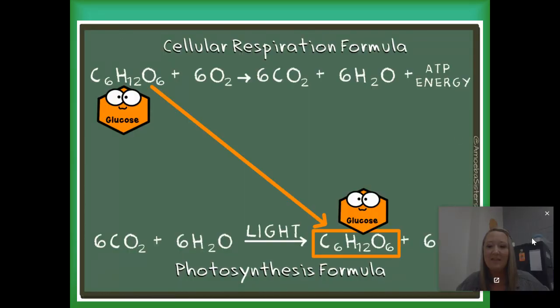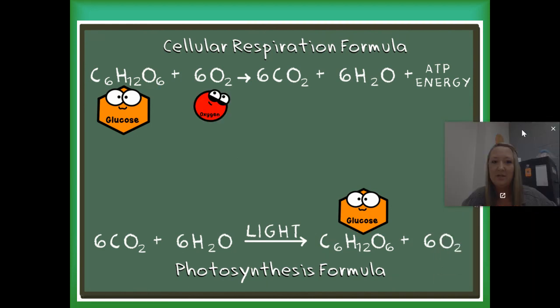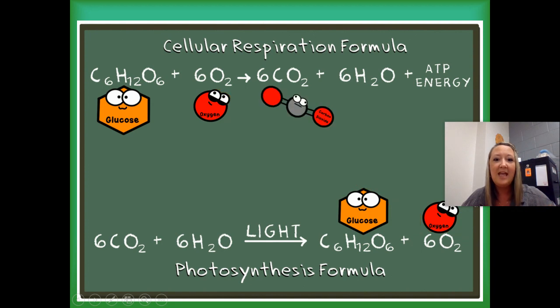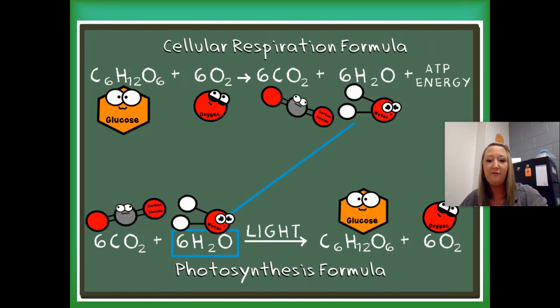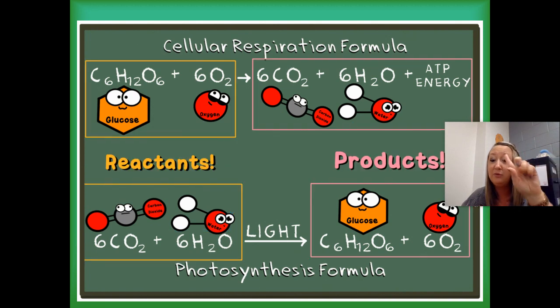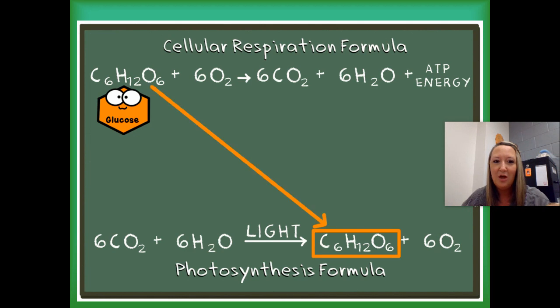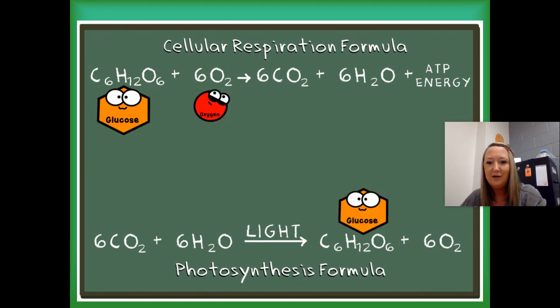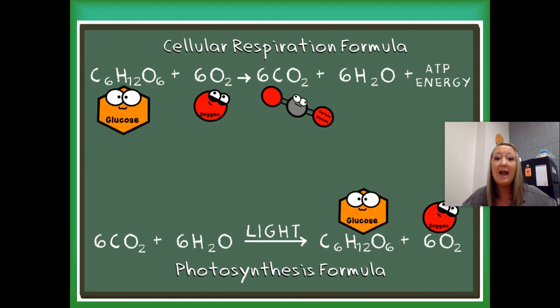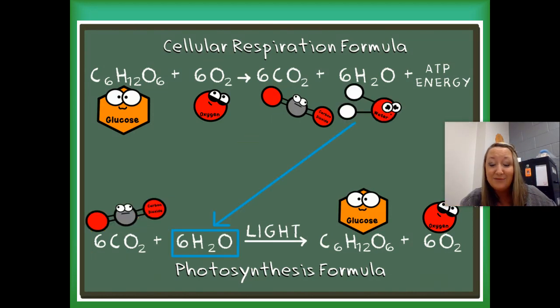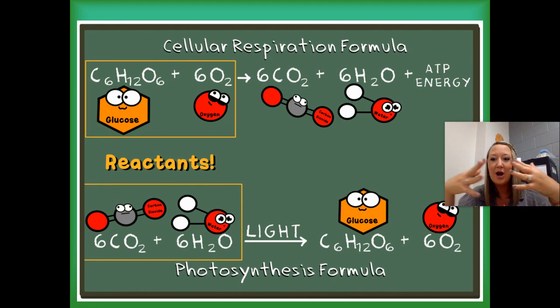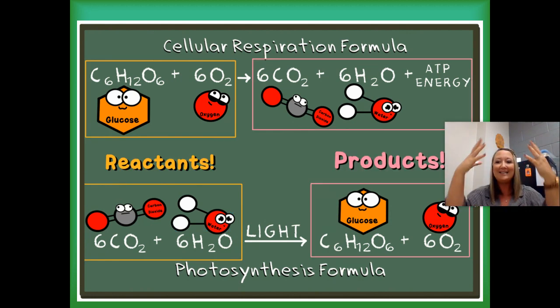So let's look at this little demonstration. We have both the cellular respiration formula and the formula for photosynthesis, right? So we've got cellular respiration on top, we've got photosynthesis on the bottom. And if you look, our reactants for cellular respiration are our products for photosynthesis, and our products for cellular respiration are our reactants for photosynthesis. They are connected. They're a cycle.